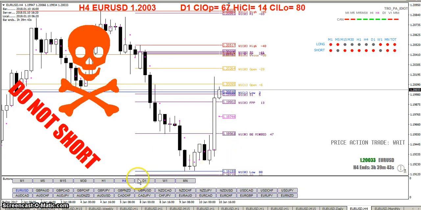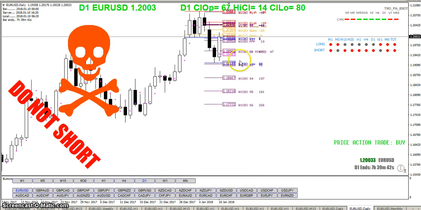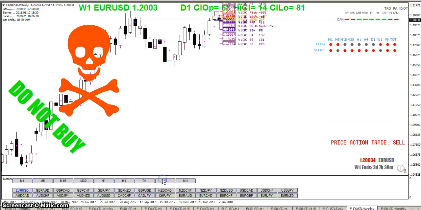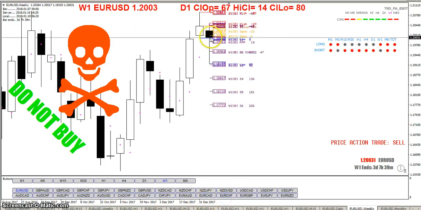Okay? The daily. Now, on the weekly, it's telling you don't buy. So if you're using the weekly chart, it's below the midpoint. It's saying don't buy. Even though the H1 is green, it's below the midpoint. So this indicator is going to be sensitive to whichever time frame you are trading. That's the way it's coded.